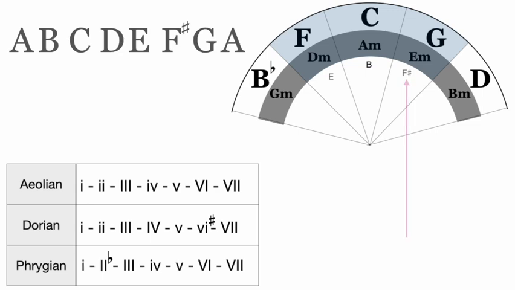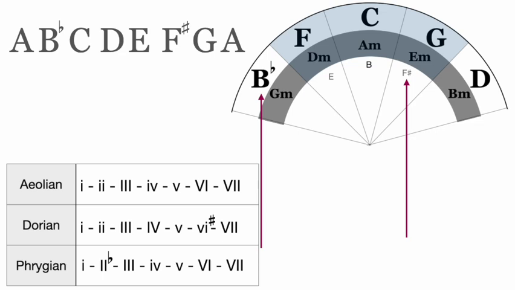From there, we can say, okay, what about A Phrygian? Well, the second has to be flattened. Fair enough. A is the first, B is the second, and therefore we have to flatten it. And that's where we come in with our B flat.